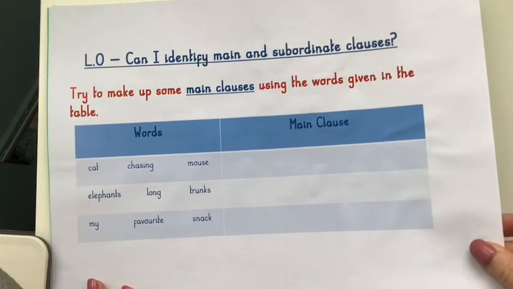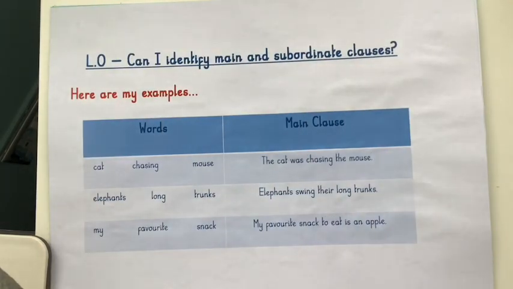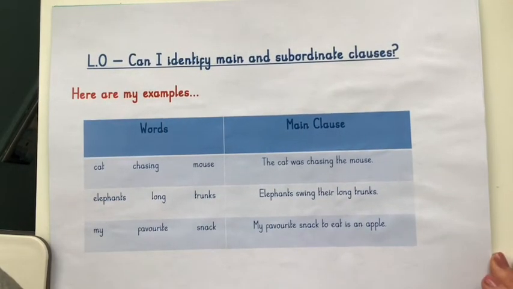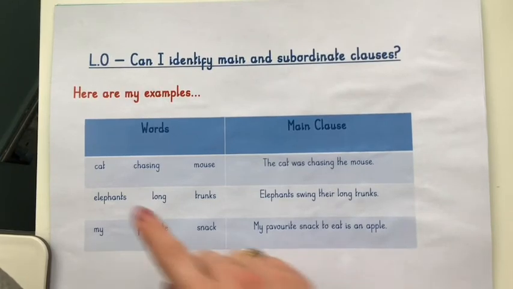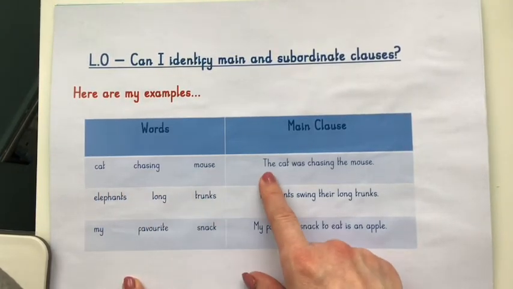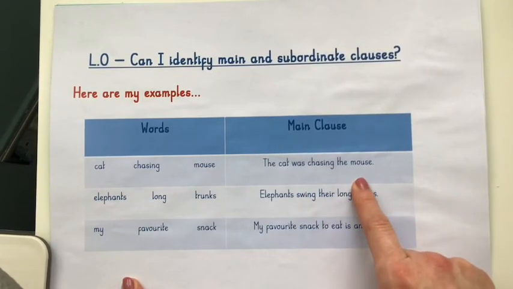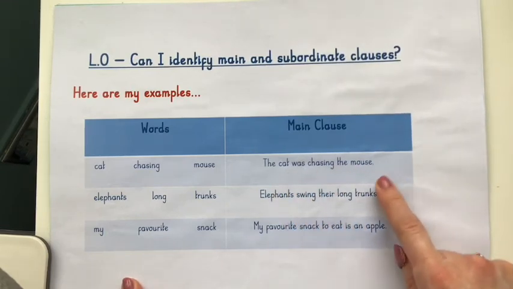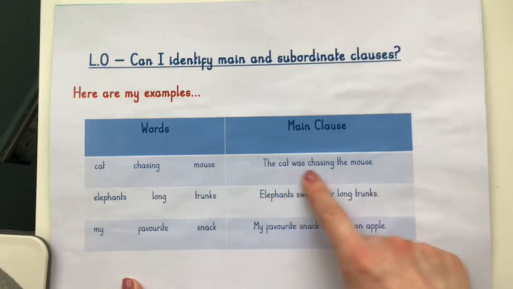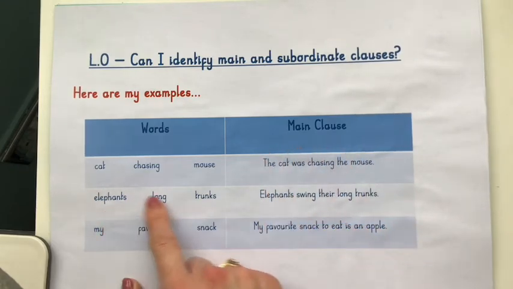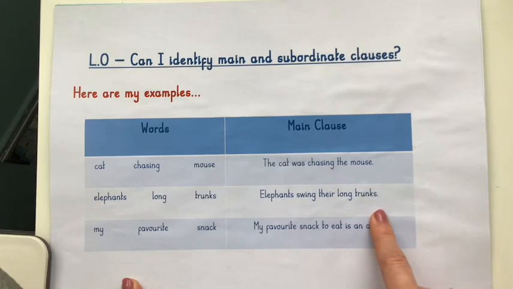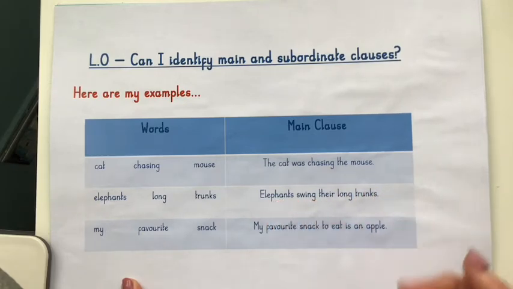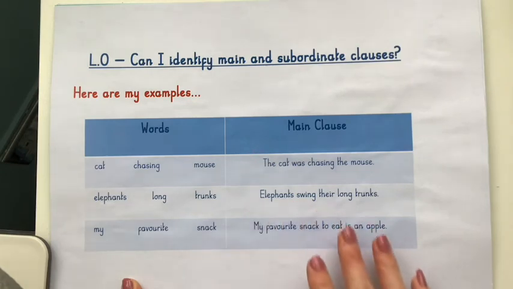Right, so how did you do? So here are my examples. So we got cat chasing mouse, and I've put the cat was chasing the mouse. Okay. I've not put why the cat was chasing the mouse or what happened. That's just a main clause on its own. Elephants' long trunks. Elephants swing their long trunks. Okay. Or you could have elephants have long trunks. Okay. So your sentences might be slightly different.